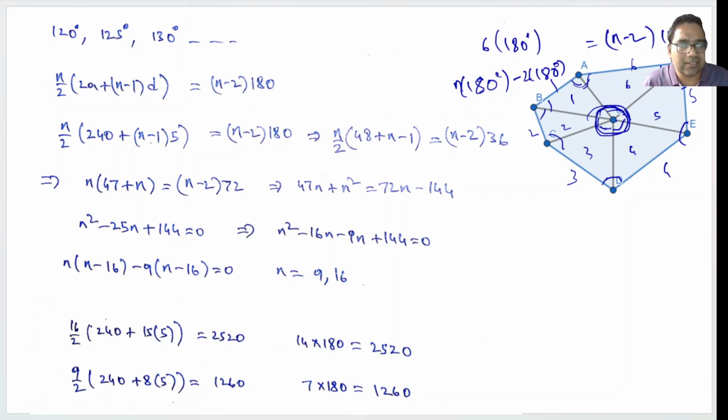If it is 9 sides, then what is the total sum? 9 by 2 into (240 plus 8 into 5), which is 1260 degrees. That is 7 into 180, which is 1260 degrees, that is (n minus 2) into 180. Similarly, when it is 16, it becomes 16 by 2 into (240 plus 15 into 5), which is 2520. Then with 16 sides, 16 minus 2 is 14, and 14 into 180 degrees is also 2520. So we have two solutions.